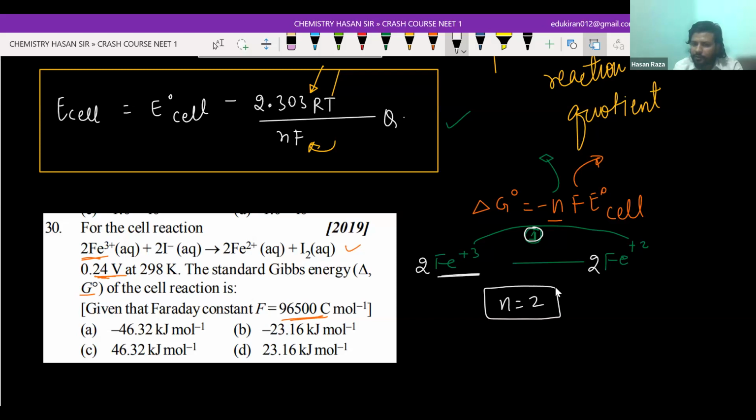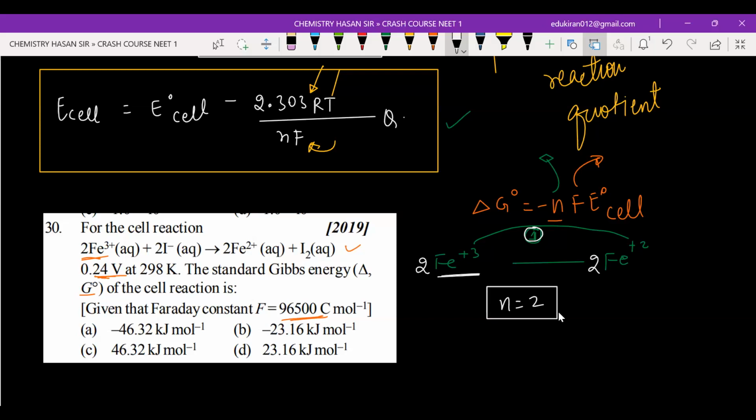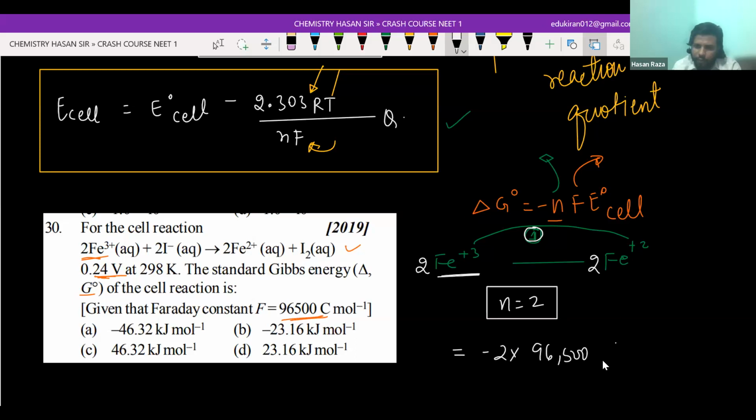Yes or no, sir? Yes, sir. So you are going to put 2, 96,500 coulomb, and E naught cell has a value of 0.24. Then if you solve it, you will be getting 46.32 kilojoule per mole. So the answer will be A. So that's why you need to be careful. Whatever you are thinking, the examiner will set the question according to that. So be careful while you solve it.